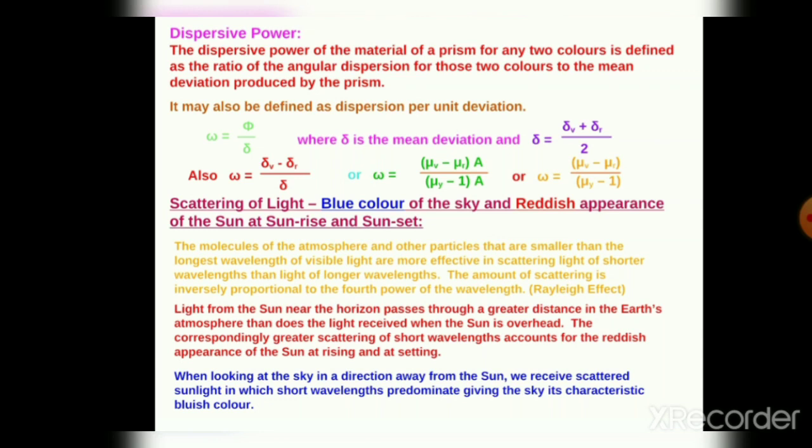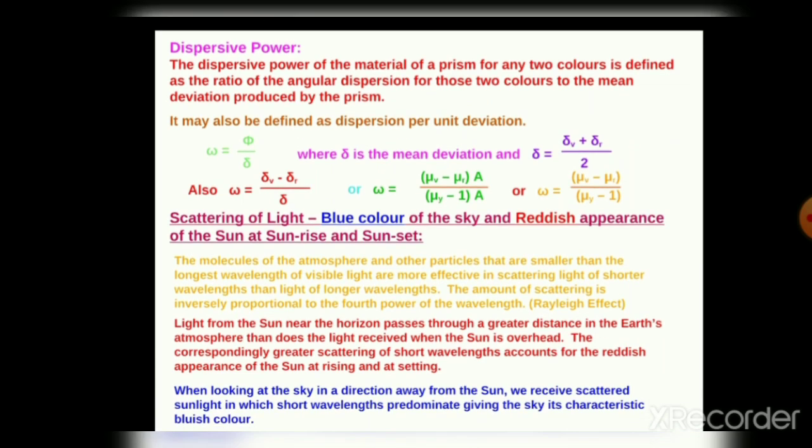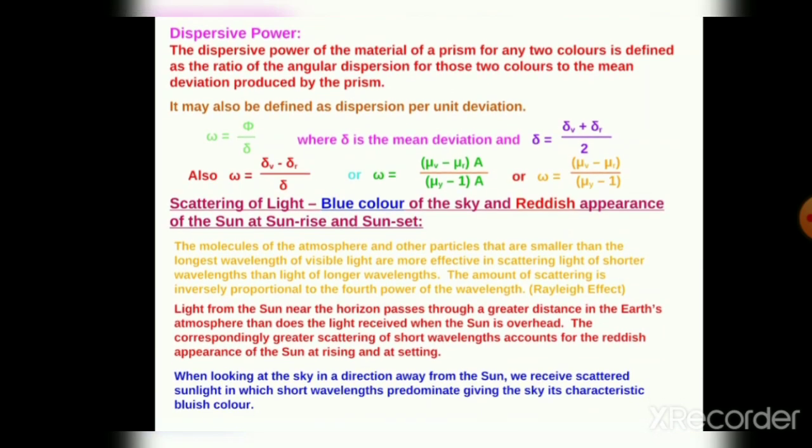However, total internal reflection of light is not necessary. The dispersion of light also plays an important role in the formation of the rainbow. Another important thing is dispersion power. The dispersion power of the material of the prism for two colors is defined as the ratio of the angular dispersion for those two colors which you have considered.